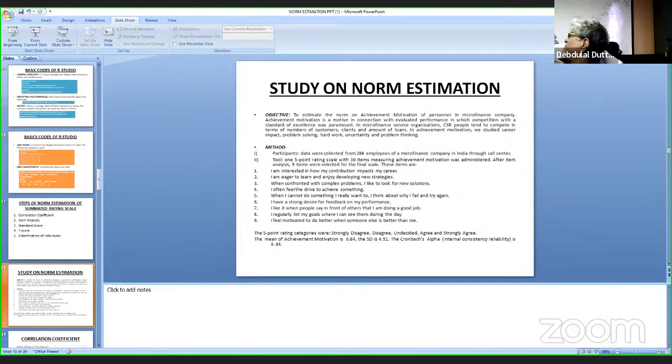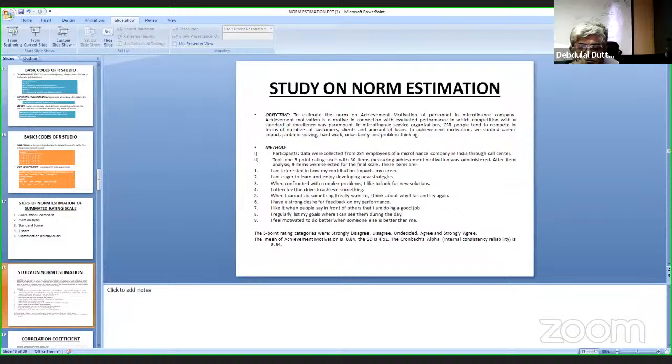Okay, so this is the study. There has been an error in typing. The mean of achievement motivation will be slightly different. I'll check and get back to you all. The Cronbach's alpha internal consistency reliability is 0.84.